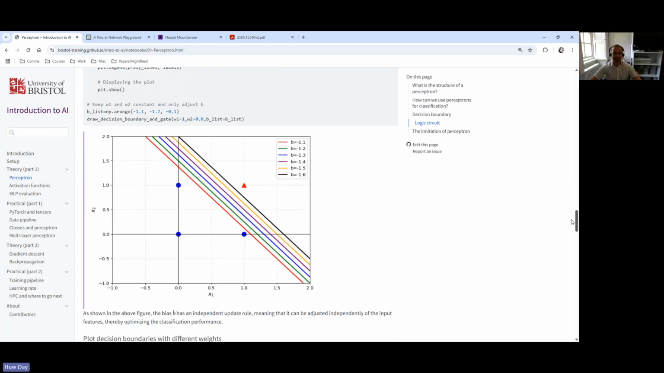So you can see that if we plot lots of different values for B, our bias, then we end up with lines that have the same slope, but different intercepts on the y-axis. Because our decision boundary from our simple perceptron is essentially just a linear equation, we're drawing a line that looks like y equals mx plus c, which you might have seen in a high school maths class, where m is the slope of the line and c is the intercept of the line with the y, or in this case, the x2 axis.